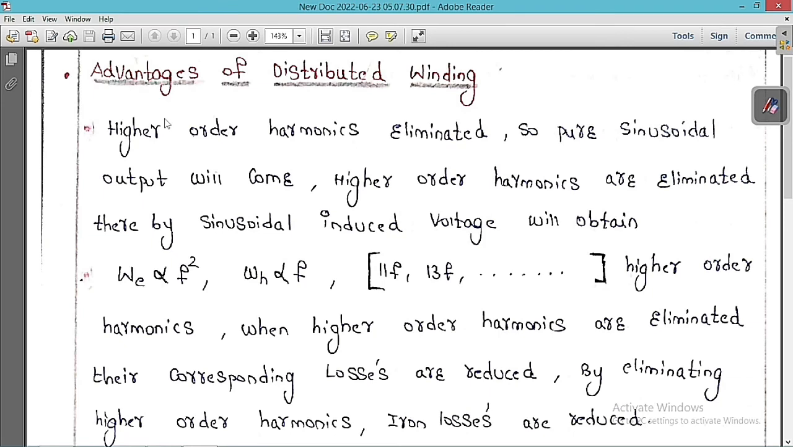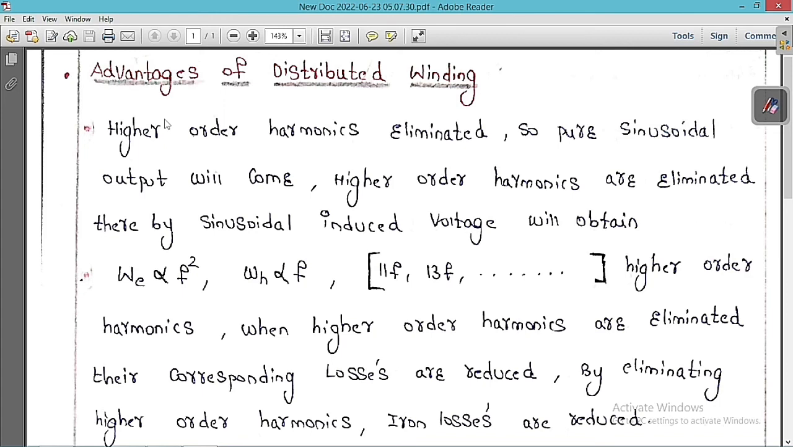So now we will discuss some of the advantages of distributed winding. In the previous case we learned about the short pitch winding, but now we will discuss the distributed winding. As I already told you, if the coil sides of one coil are kept in different slots, then it is said to be distributed winding. But if you keep all the coil sides in one slot in a stator, it is said to be concentrated winding. So now let's see the advantages of using the distributed winding.